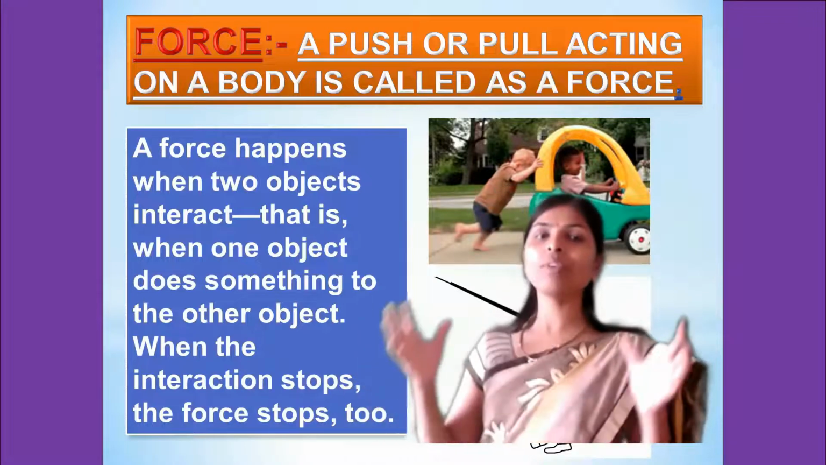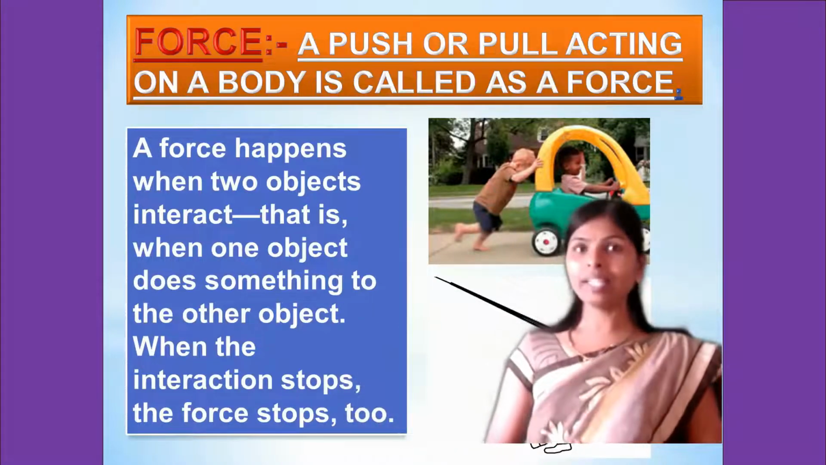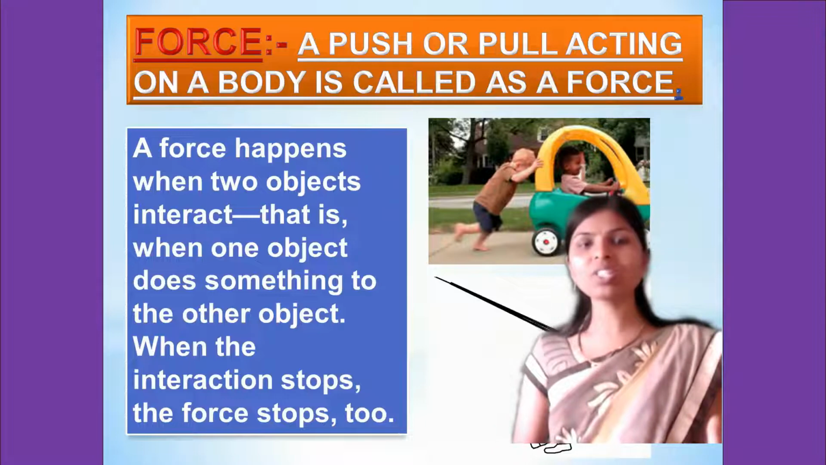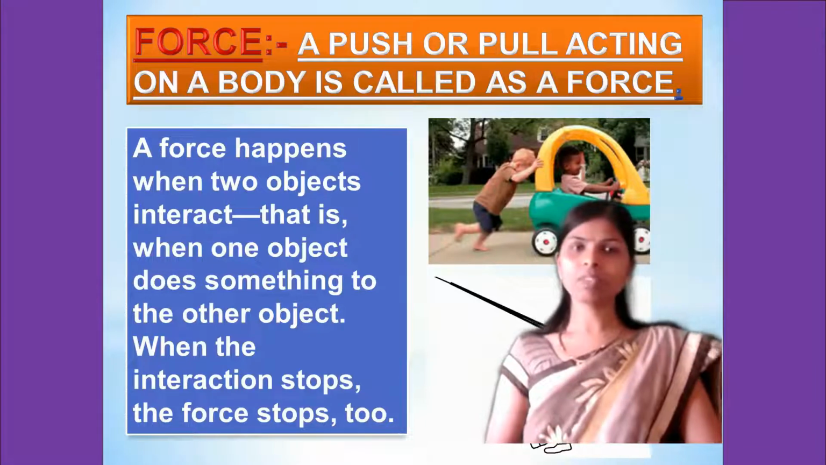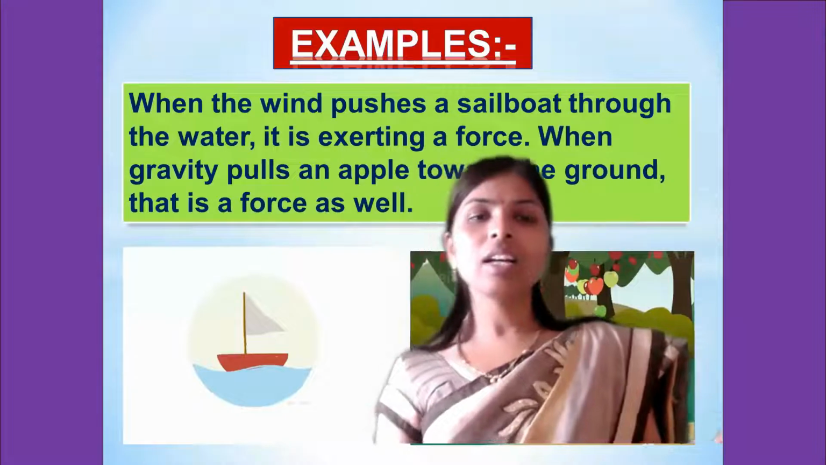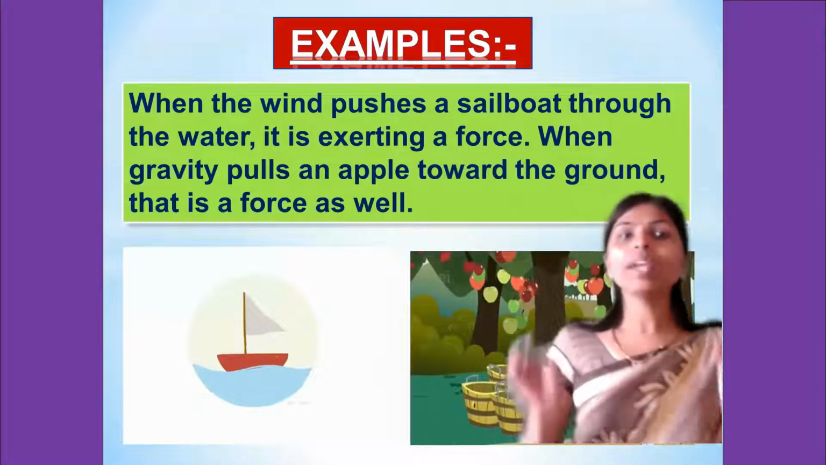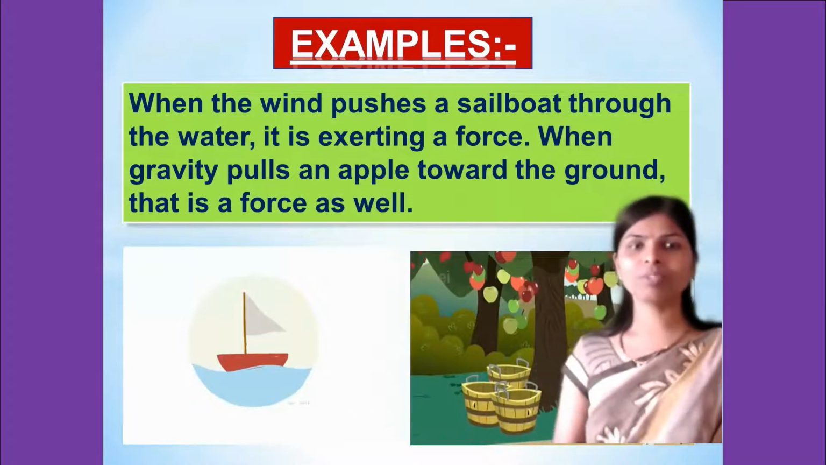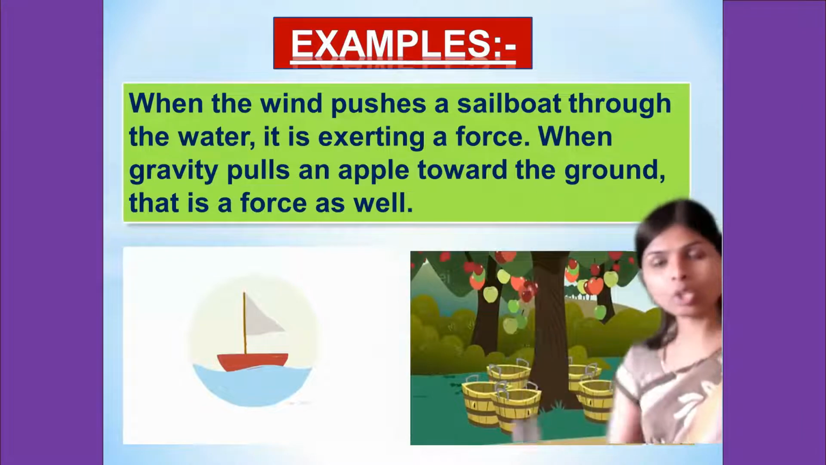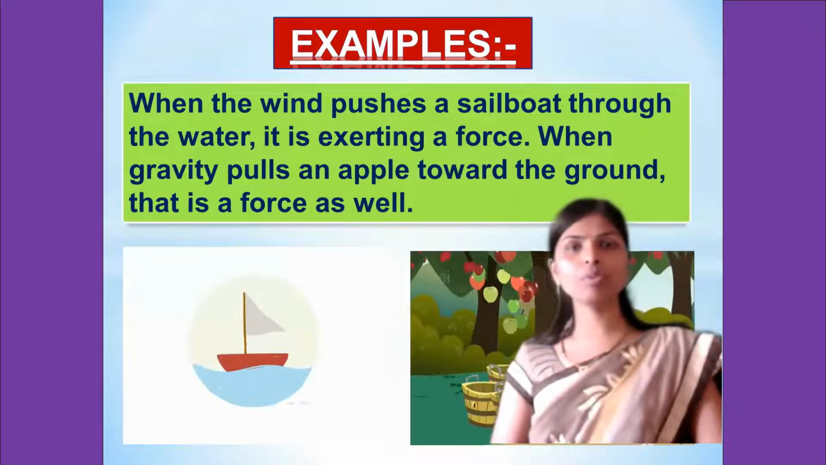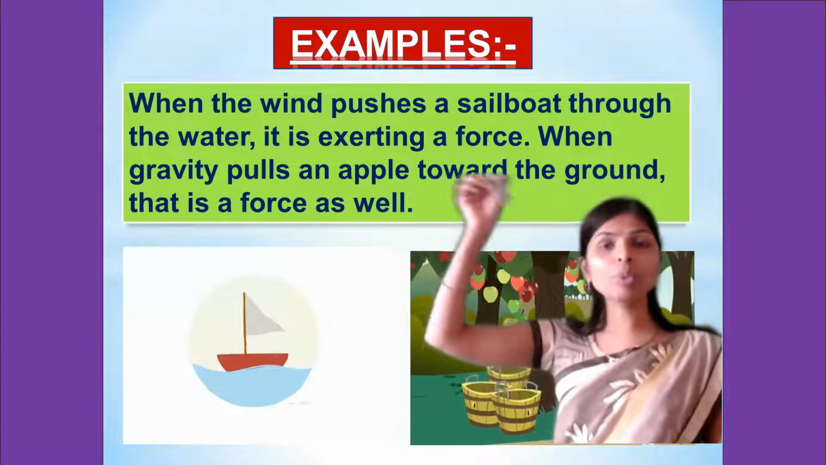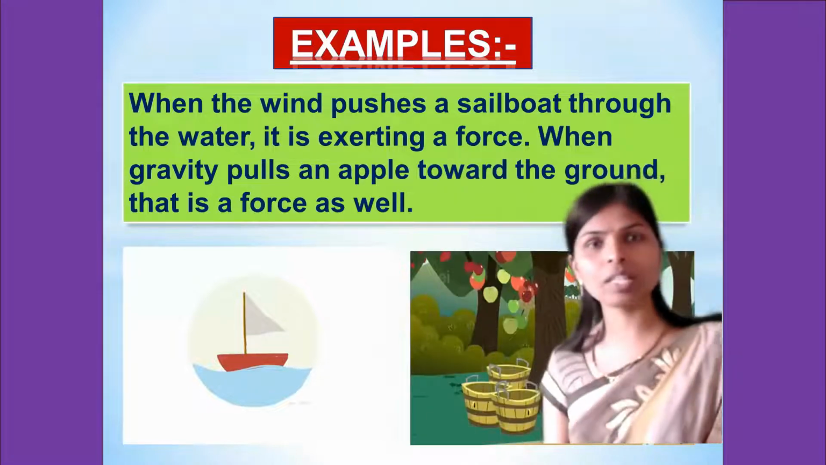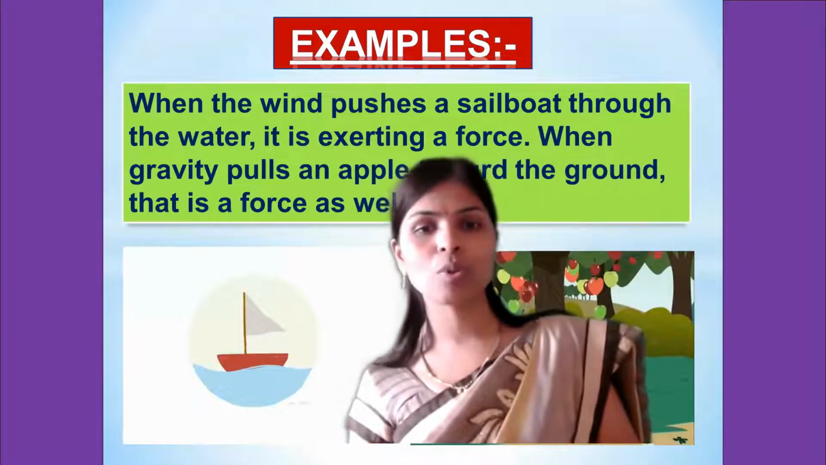A force happens when two objects interact with each other. That is, when one object does something to another object. When the interaction stops, the force also stops. Let us see examples of force. When the wind pushes a sailboat through the water, it is exerting a force. When gravity pulls an apple towards the ground, that is one example of a force. If I am throwing one pin downside, it will come towards the ground. So this is an example of force only.